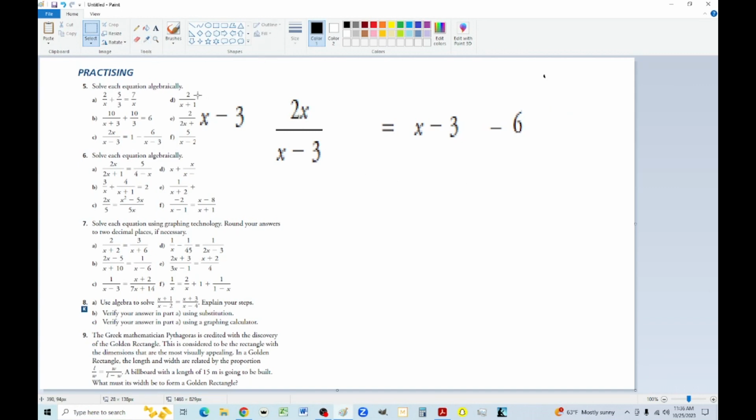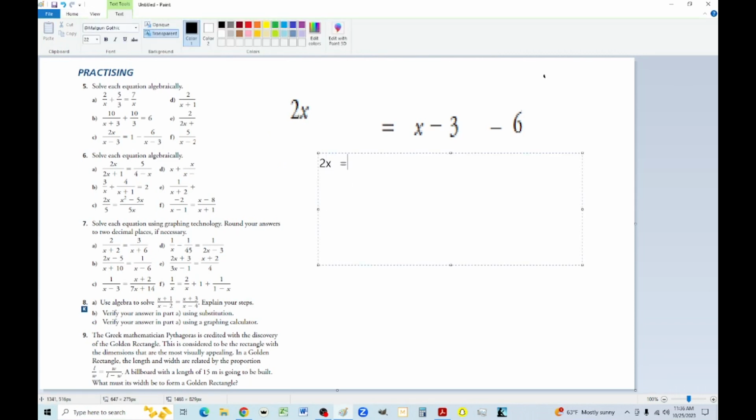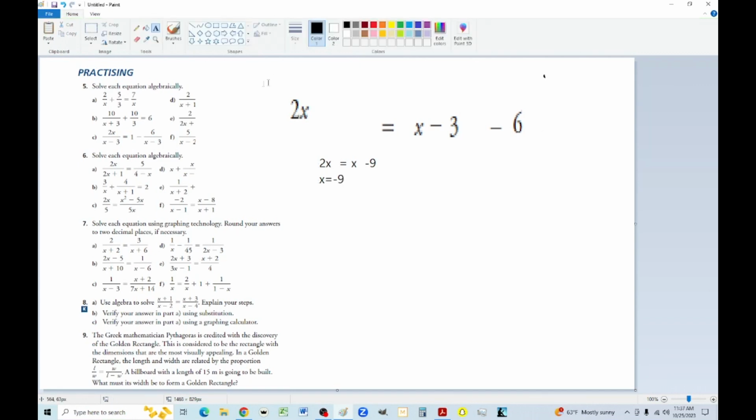Up here, it's clear x minus 3 is going to cancel with this. So you're left with 2x is equal to x minus 9. When you bring it all to this side, it's x is equal to minus 9, when you bring the x over. So that's the solution to that one.